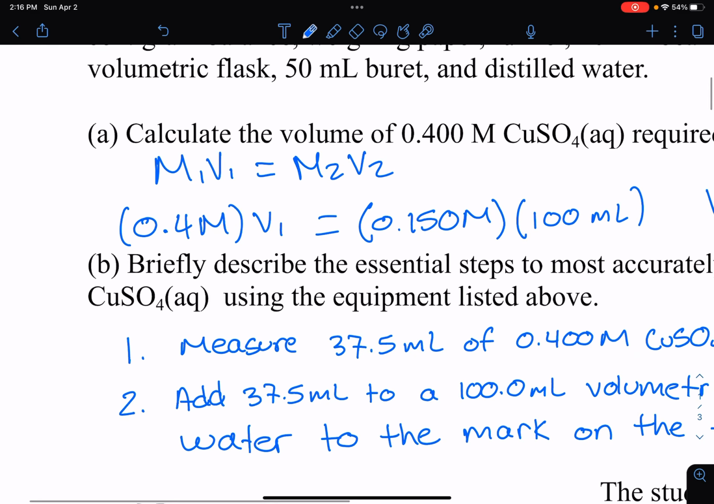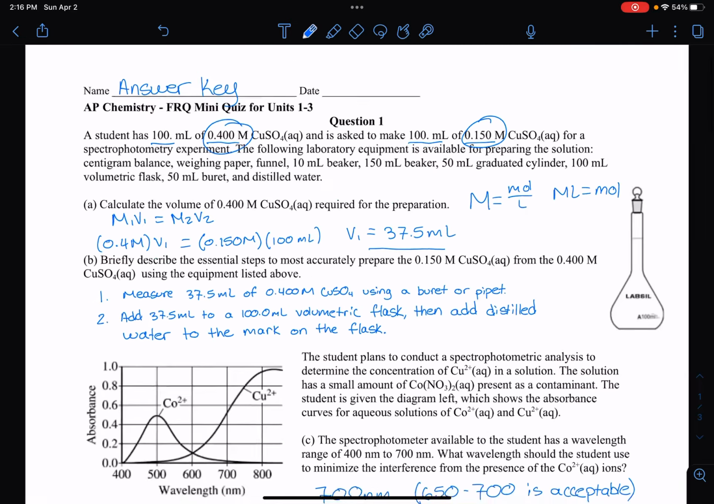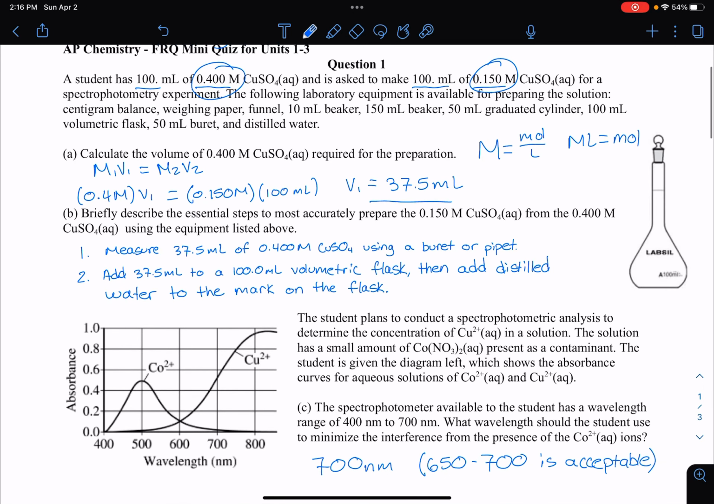M1V1 is equal to M2V2. The original molarity is 0.4, and we're going to try to solve for V1. The M2V2 is the values that we know we want to have, 0.15 molarity and 100 milliliters. When you do the calculation, you've got 37.5 milliliters.